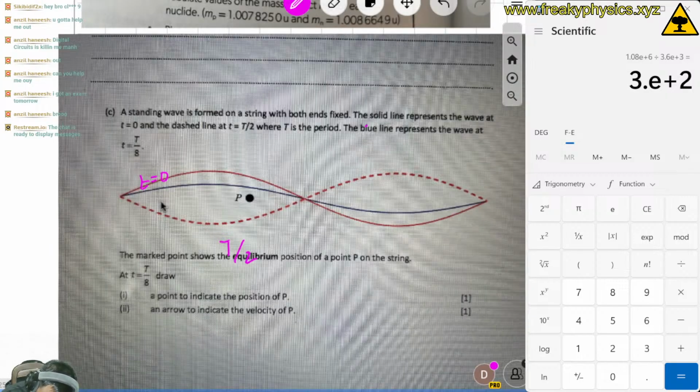Hold on. Let me lock this. Okay, let's do that again. Equilibrium position should be here. And let's do that again.